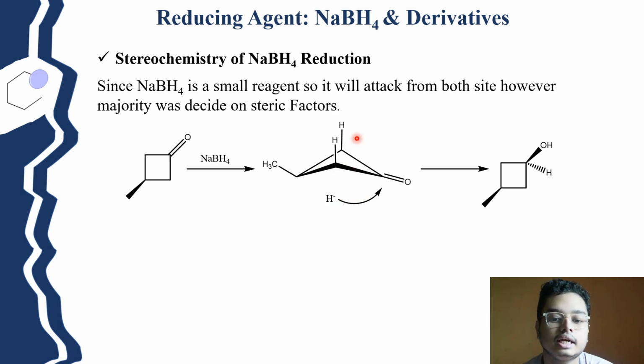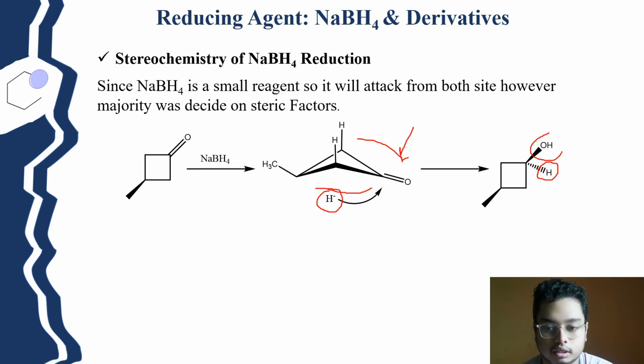Here you can see there are two possible pathways for the hydride to attack. One pathway is here and one pathway is here. The hydride can attack from both pathways. If the hydride attacks from this particular pathway, then the OH becomes a dash bond and the hydride becomes the wedge bond. If the hydride attacks from the lower region, then the hydride becomes the dashed bond and the OH becomes the wedge bond.